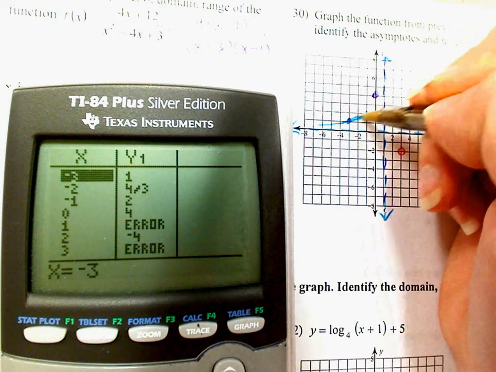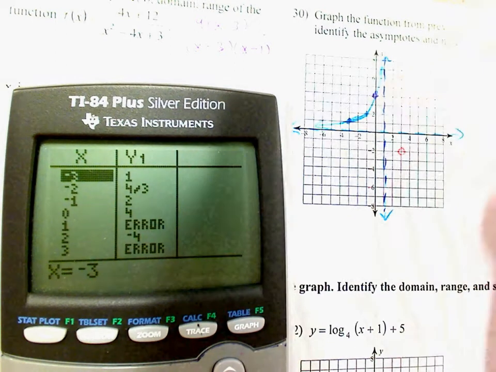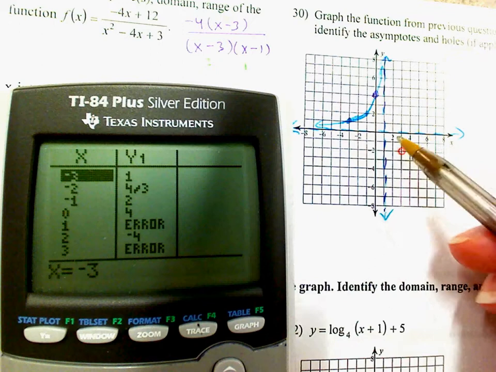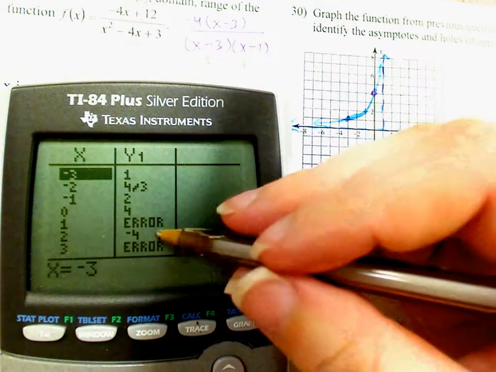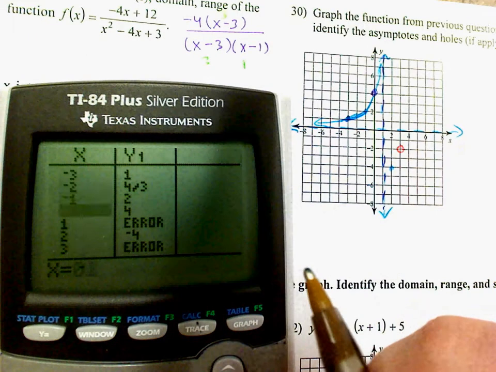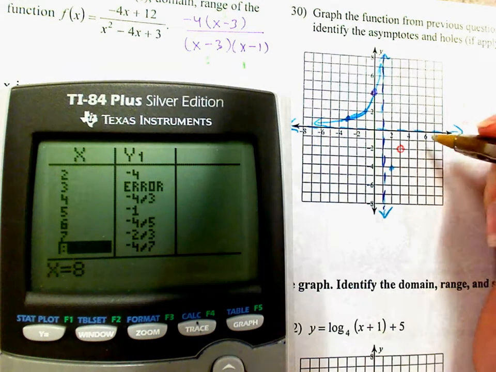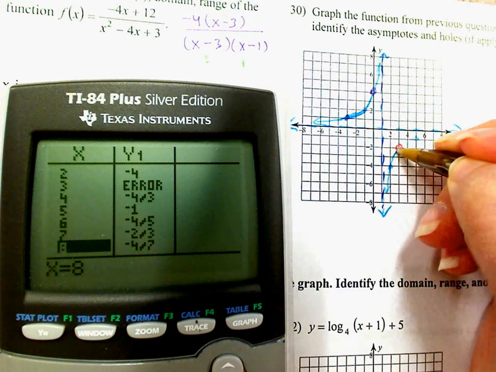Okay. Now let's talk about this side. So first I'm going to see what happens at 2. 2 is at negative 4. Notice how at 3 it says error. And then 5 is negative 1. Okay, that's enough. Don't go through the hole, just go towards it. Jump over it. Okay, there we go.